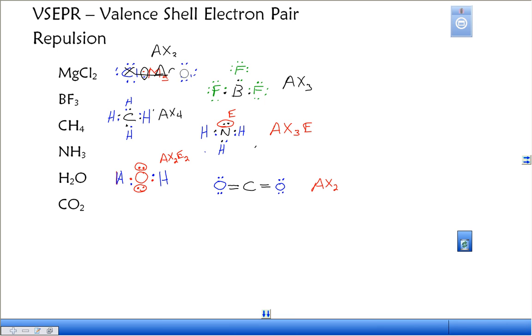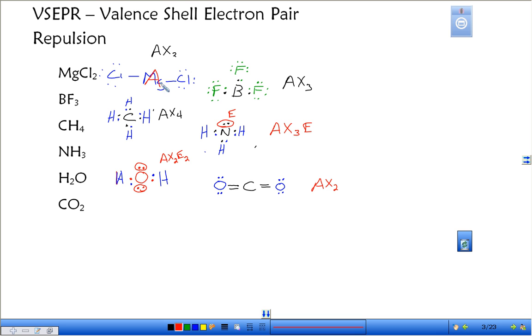A VSEPR formula, I'm going to erase this one real quick and give you a recap. If we look at magnesium chloride, it looks like this, and chlorine has those valence electrons surrounding it. What we're going to do is identify a central atom, and we're going to call this magnesium A. This is just a generic formula for valence shell electron pair repulsion.